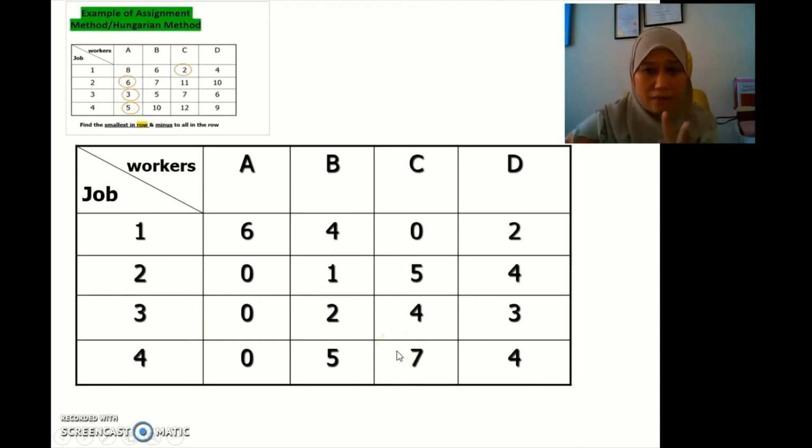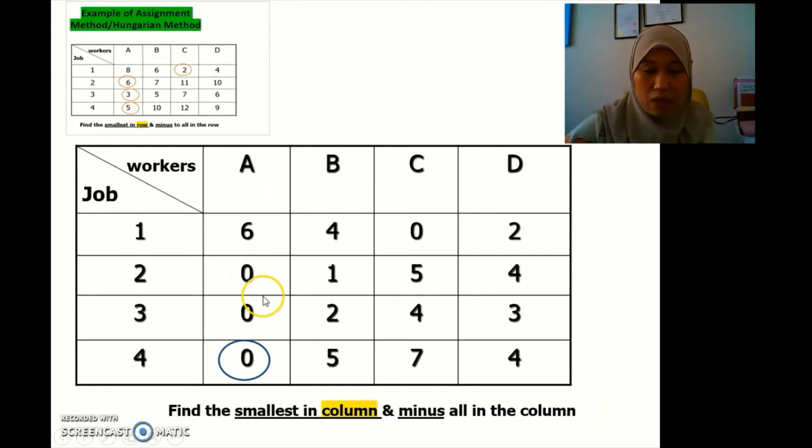Okay, the second step is to find the smallest in the column. So we have this one column, 2, 3, and 4. Find the smallest in each column. So for column A, 0 is the smallest, so you can choose any 0 here. Okay. And for B, 1, for C, 0, and for D is 2. So the next step is to minus the smallest in the column. So for column A, it won't do any changes because it's minus 0. So it's going to be 6000.